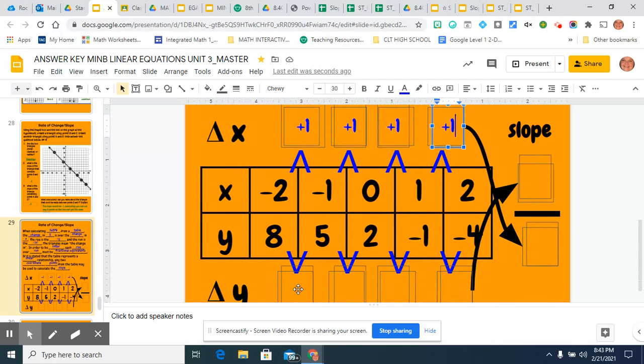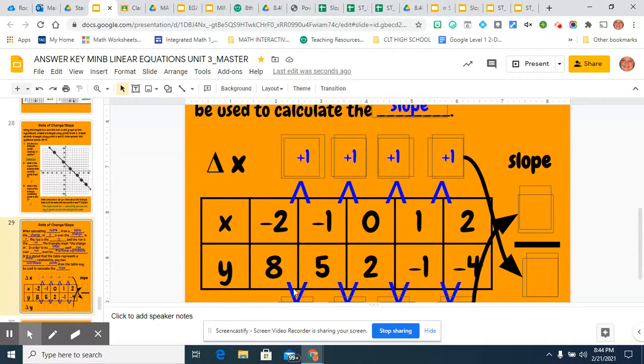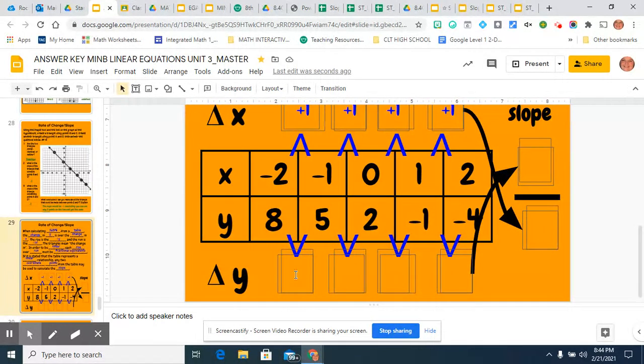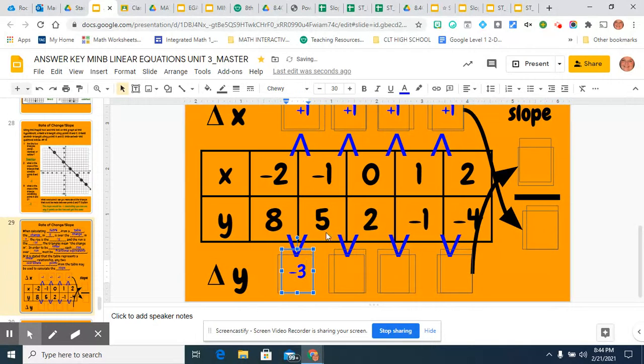Down below, from 8 to 5, I'm changing by subtracting 3. From 5 to 2, I'm going down by 3. Going down is a negative. From 2 to -1, I'm going down by 3. And from -1 to 4, I'm going down by 3. So remember, the slope is made up of the change in y over the change in x. A negative divided by a positive would be a negative, so it would be -3 over 1, or just -3, would be considered the slope.